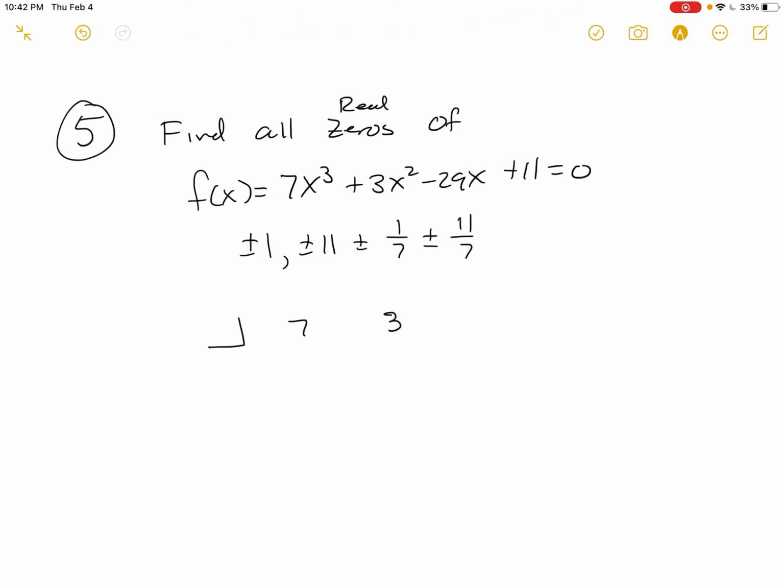7, 3, negative 29, 11. Okay, and then we're going to put something up here. Now the negative 29 is going to balance some things out, but we need to be careful. So let's try something like 1 again. If I put a 7 in there, 1 times 7 is 7, 7 plus 3 is 10. 10 and negative 29 is negative 19, and that's not going to work for the 11. So it's not the 1.